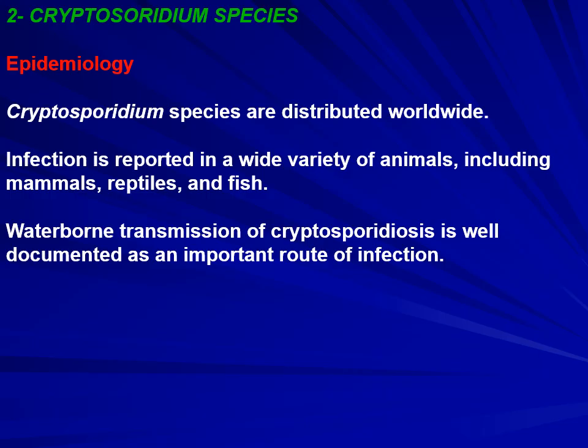Cryptosporidium species are distributed worldwide, and infection was reported, in addition to humans, in a wide variety of animals, including mammals, reptiles, and fish. It is worth noting that waterborne transmission of cryptosporidiosis was well documented as an important route of infection.